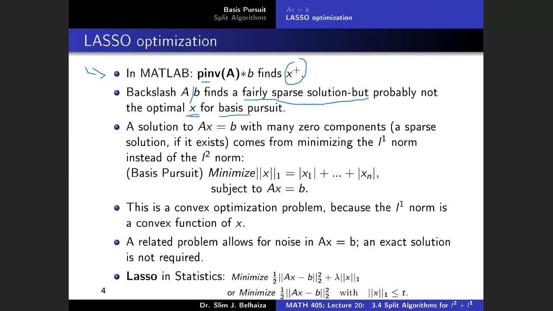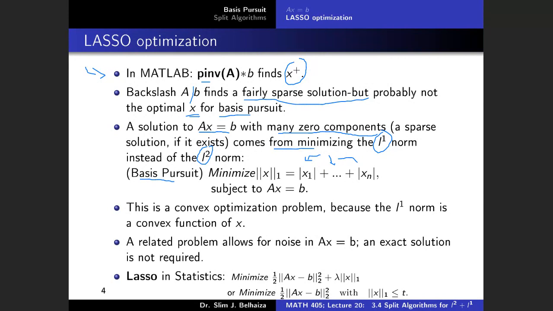Okay? What do you mean here? We mean to generate a basis here or a vector which is more suitable than the X plus solution. The solution to AX equals B which fits the many zero components condition. So we would like to have now a sparse solution if it exists. It comes in fact from the minimization of the L1 norm, instead of the L2 norm. So this is the basis pursuit problem, where we set the minimization of the norm 1 of x, which is basically the sum of the absolute values of all the entries.